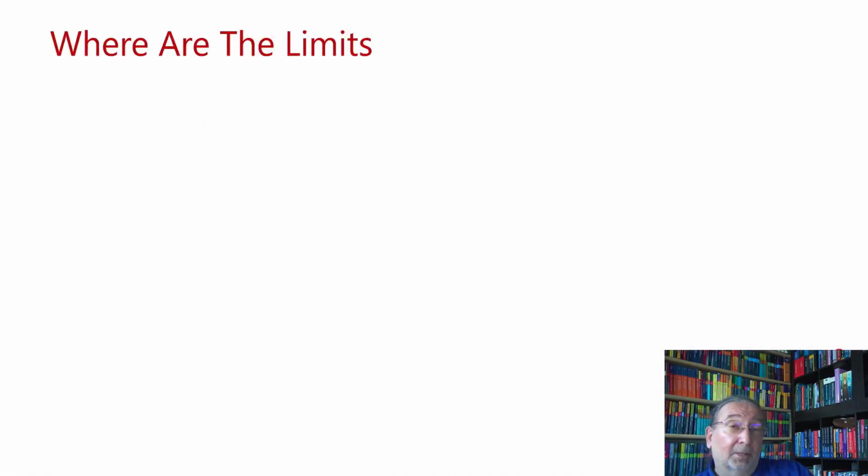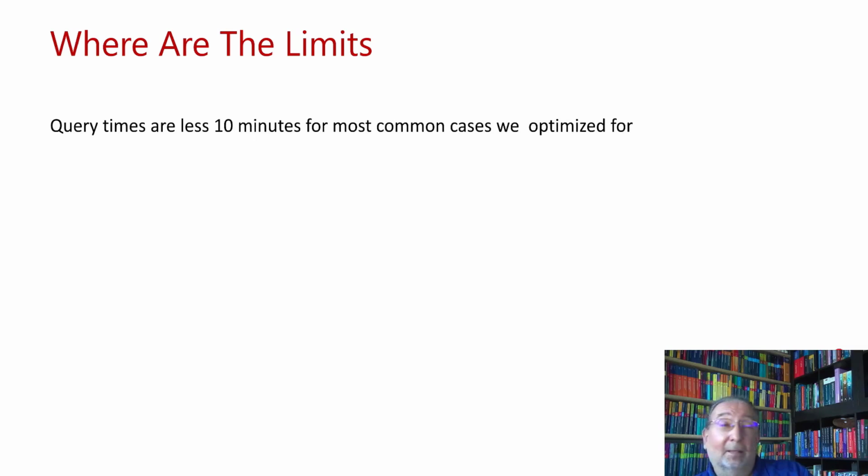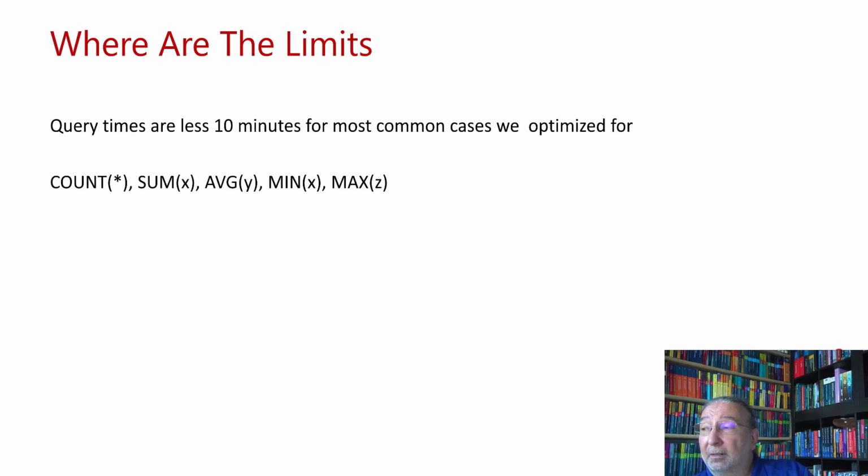So where are the limits, part 2? For us, with 3 trillion rows, we want to have a query result in 10 minutes or less. So what we ended up optimizing for, we did count star, sum, average, min, max. We use push down aggregates as much as we can.